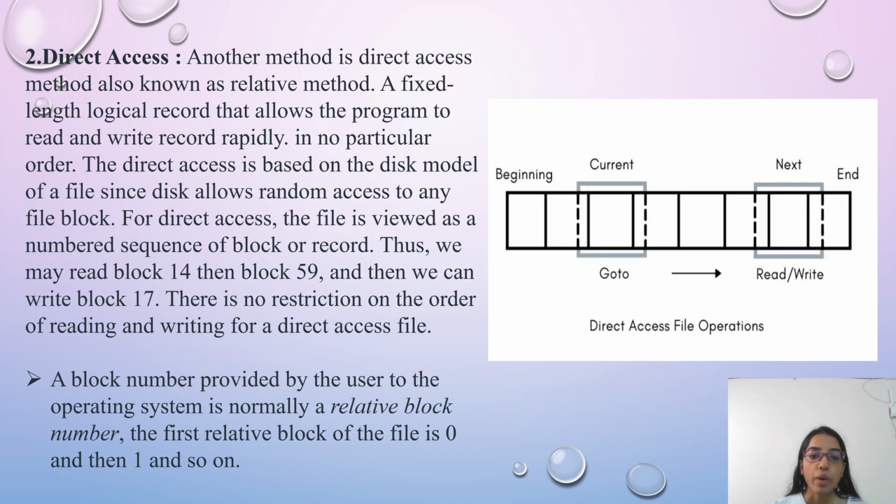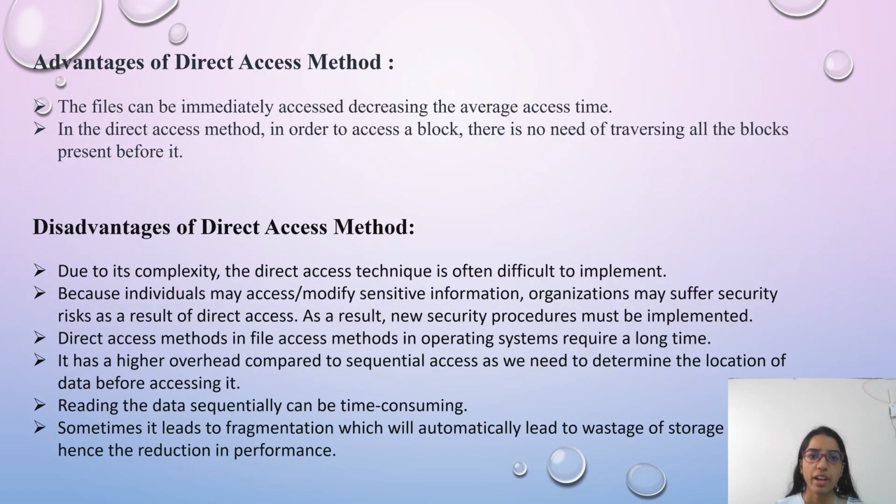A block number provided by the user to the operating system is normally a relative block number. The first relative block of the file is 0 and then 1 and so on. Advantages of direct access method. The files can be immediately accessed, decreasing the average access time. In the direct access method, in order to access a block, there is no need for traversing all the blocks present before it.